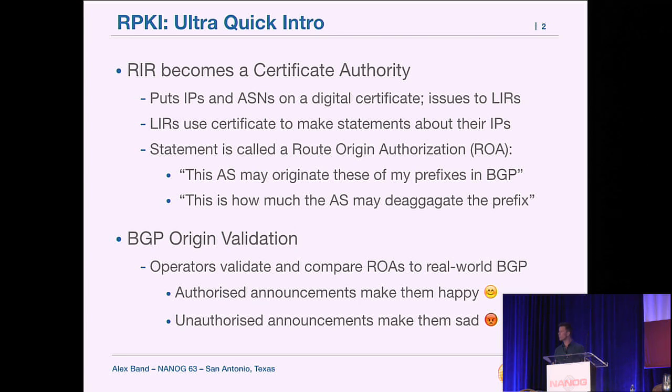You put all of these statements together in one big repository, and then any operator anywhere in the world can download all of these statements and start comparing them to real-life BGP. And, well, if you see a BGP announcement and it has a ROA that covers it, then that makes them happy. And if there is a BGP announcement and the ROA says, well, it's not supposed to be coming from that AS, or it is too specific and that is unauthorized, then that makes the operator unhappy. And basically, on those two things, you can make decisions. And you can make whatever decision you like. Now, that is what it does.